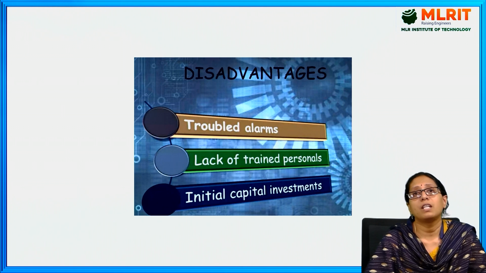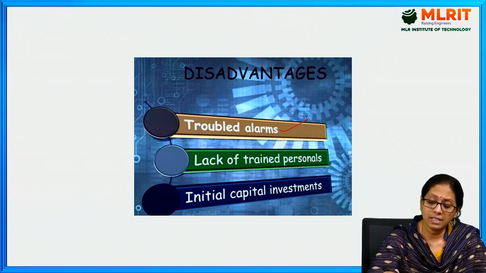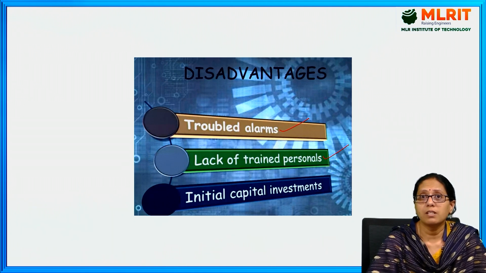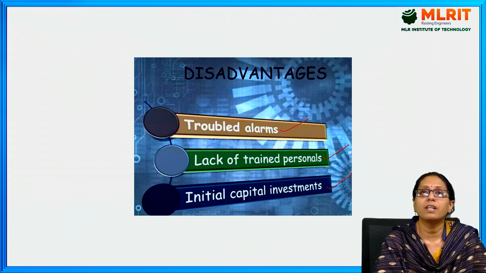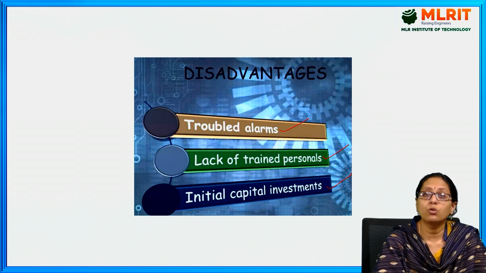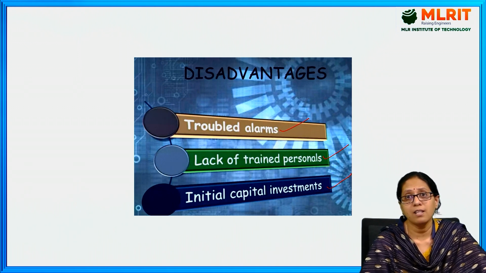What are the disadvantages then? Disadvantages are troublesome alarms, lack of trained personnel and initial capital investment. That means in order to install these different control systems, initial investment should be made, and people should be trained to control these systems. In order to operate the SCADA system, the people should be trained beforehand. So these are the different disadvantages of using SCADA systems.